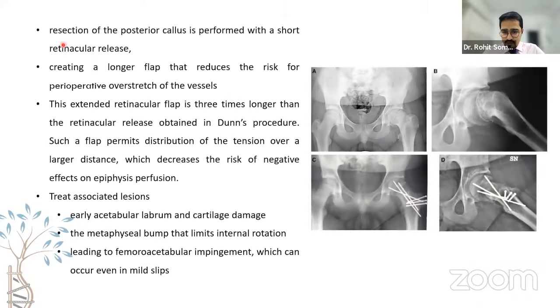So, just briefly describing the technique: resection of the posterior callus with a short retinacular release. When the retinacular release is done, it prevents perioperative overstretching of vessels. This also gives us an opportunity to treat the associated lesions, that is the early acetabular labrum and cartilage damage, and the metaphyseal bump, which limits the internal rotation leading to FAI, which can occur even in milder slips.